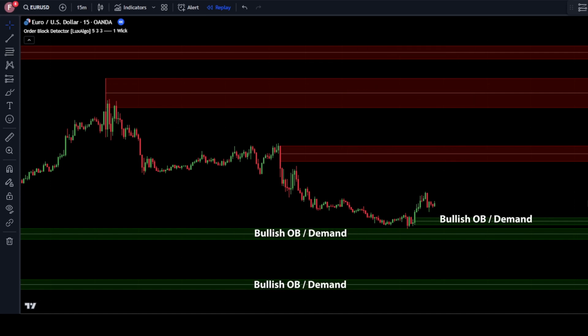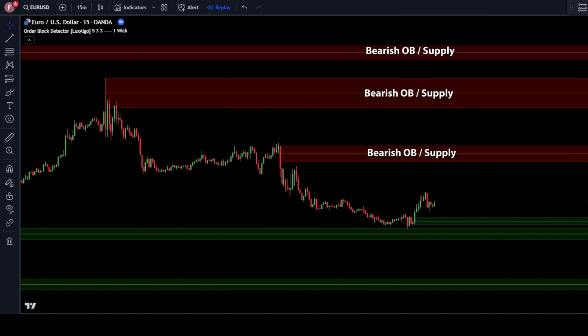The bullish order block area will be used as a demand area, where if the price is in the demand area, your main focus is to find the best point to place a buy order. On the other hand, the bearish order block area will be used as a supply area. If the price candlestick is in the supply area, your main focus is to find the best point to place a sell entry.